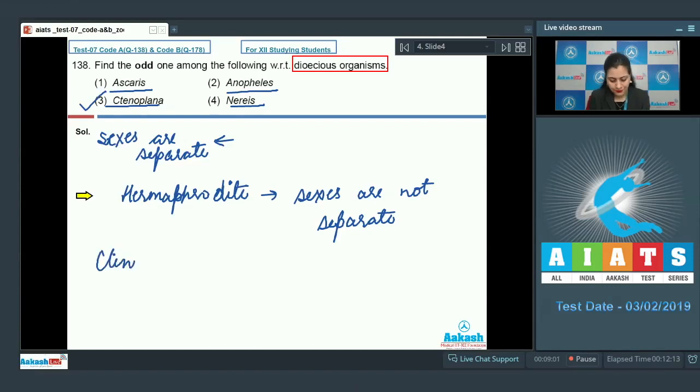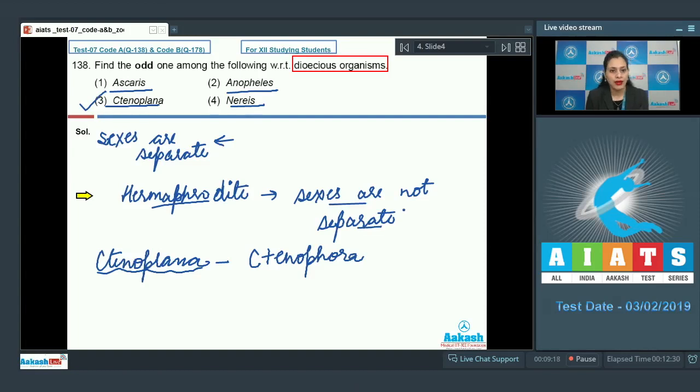Ctenoplana belongs to the phylum Ctenophora, and this Ctenoplana is a hermaphrodite in which sexes are not separate. The sexes are present in the same individual.